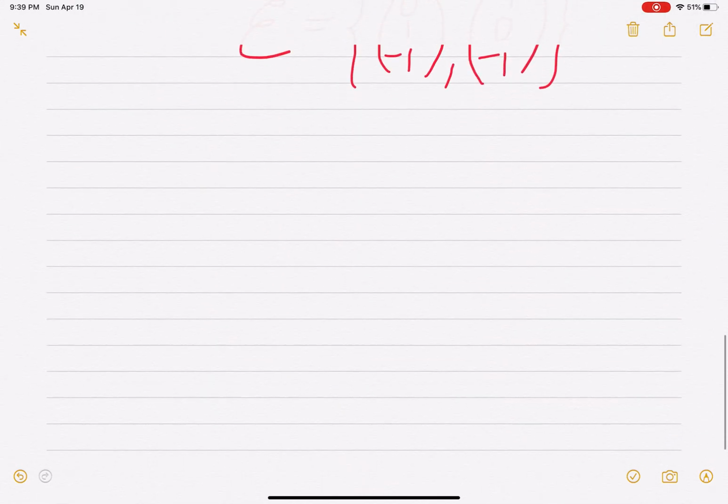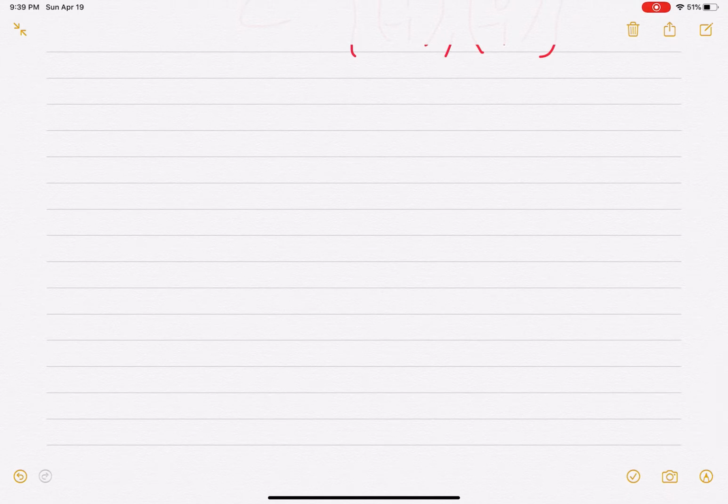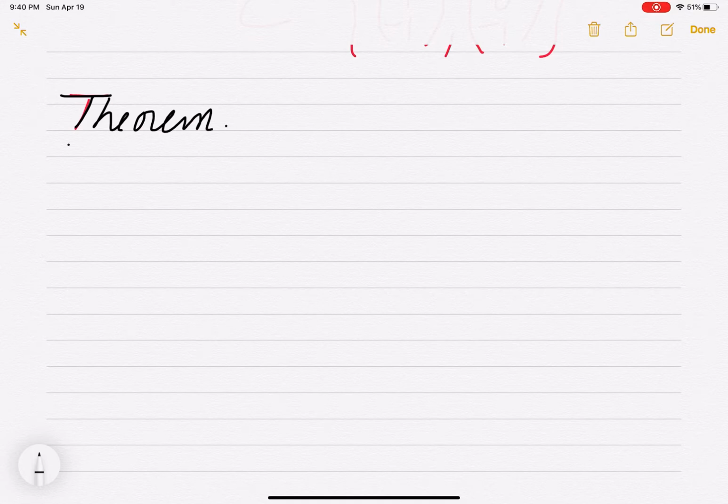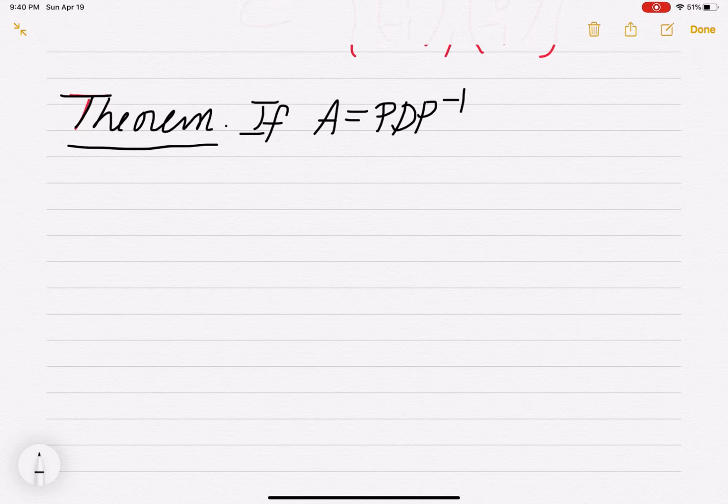Okay. So some nice little results. Not really results, more practice problems. Doing some practice. Here is a result that is useful. Nothing big, it's kind of a smaller result, but it's useful. If A is similar to D via P, so if A equals PDP inverse, then A to the K is equal to P D to the K P inverse.